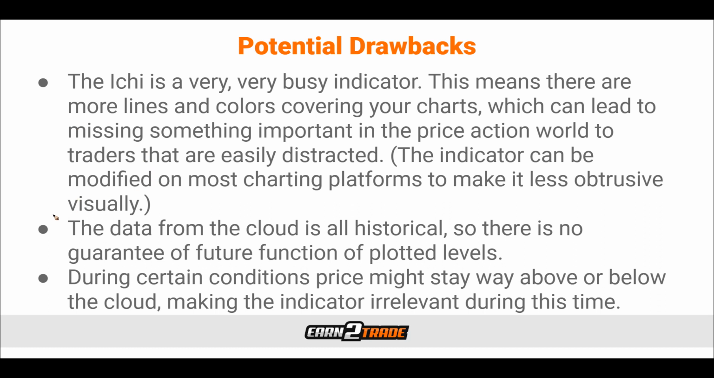The data from the cloud is all historical, so that's worth mentioning as well. So there is no guarantee of future function of plotted levels, but once again, is anything in trading a guarantee? Absolutely not. We are the masters of percentages, not guarantees. During certain conditions, prices might stay way above or below the cloud, and this also makes the indicator irrelevant during that time, because once again there's no interaction with the indicator if it is well above or well below. So those are just some things that we need to be aware of, obviously, as we go forward with the Ichimoku.